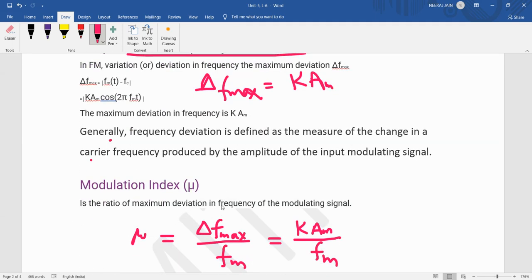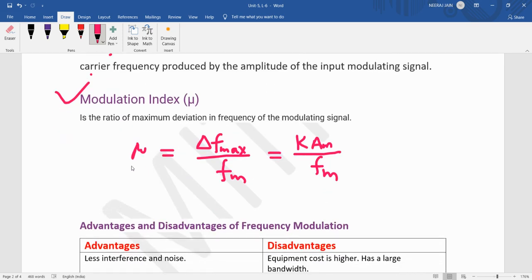Generally, frequency deviation is defined as the measure of the change in a carrier frequency produced by the amplitude of the input modulating signal. Now, the modulation index can be defined as the change in frequency upon fm. That is, the maximum change in frequency is k Am, upon fm.